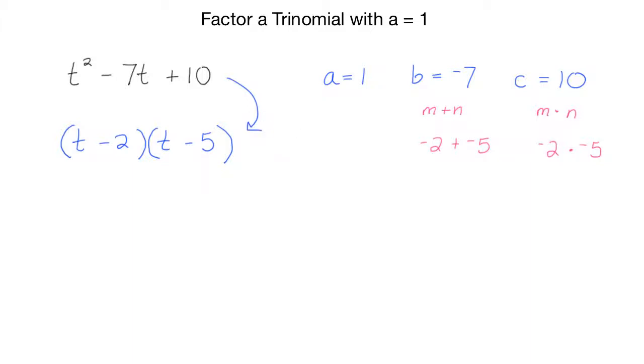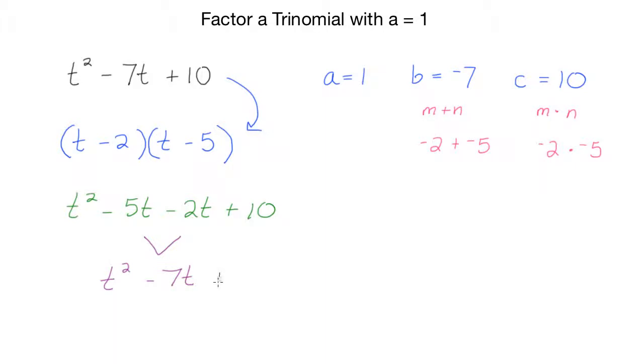But let's go ahead and check it just to make sure. Let's multiply it out. t times t is t squared. t times negative 5 is negative 5t, or minus 5t. Negative 2 times t is negative 2t. And negative 2 times negative 5 is plus 10. Let's go ahead and simplify things now. Negative 5t minus 2t, those middle terms are like terms, and so we end up with t squared minus 7t plus 10.